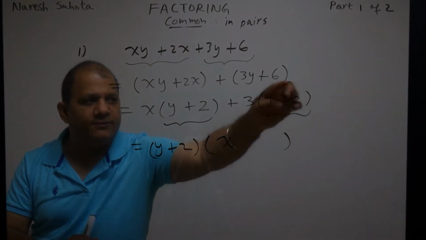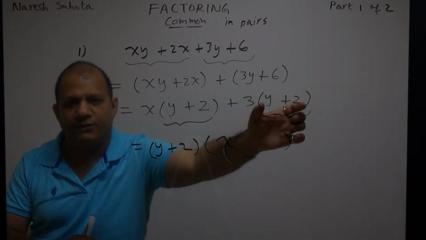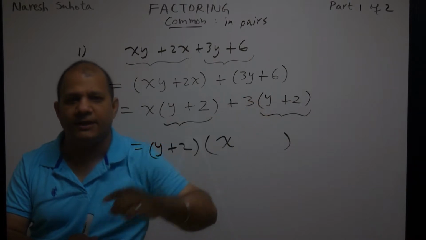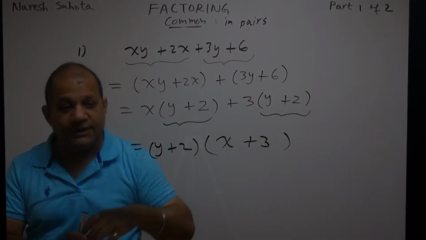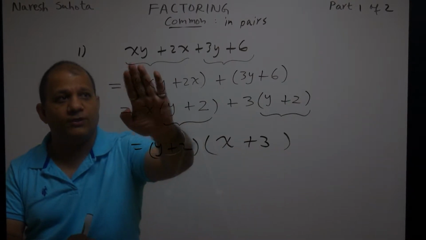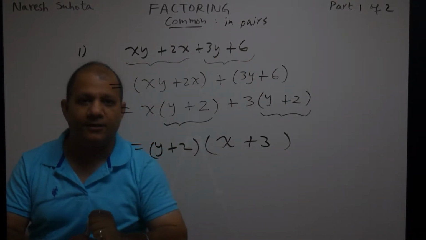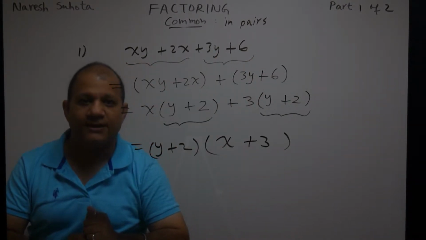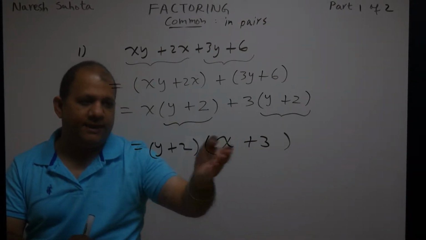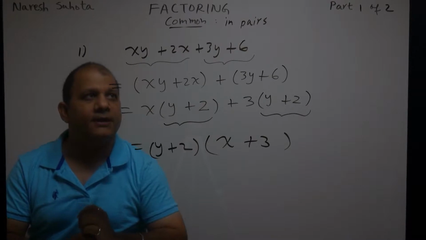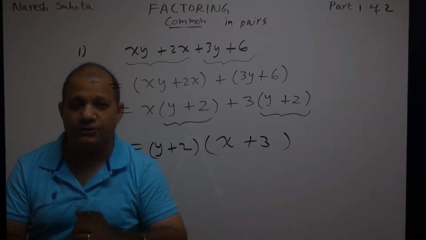And now similarly from here, we pulled out a factor of y plus 2. The other remaining factor is 3. So this is the final answer. We were given 4 terms in the question, and the question was to factor, common factor, and this is the answer. So we've done it by grouping or by pairing terms.